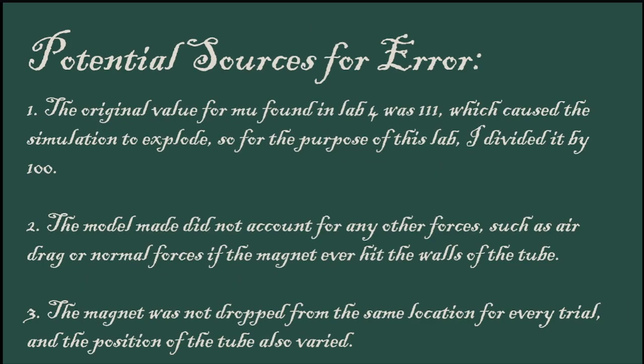Potential sources for error. 1. The original value for mu found in Lab 4 was 111, which caused the simulation to explode. So, for the purpose of this lab, I divided it by 100. 2. The model made did not account for any other forces, such as air drag or normal forces, if the magnet ever hit the walls of the tube. And 3. The magnet was not dropped from the same location for every trial, and the position of the tube also varied.